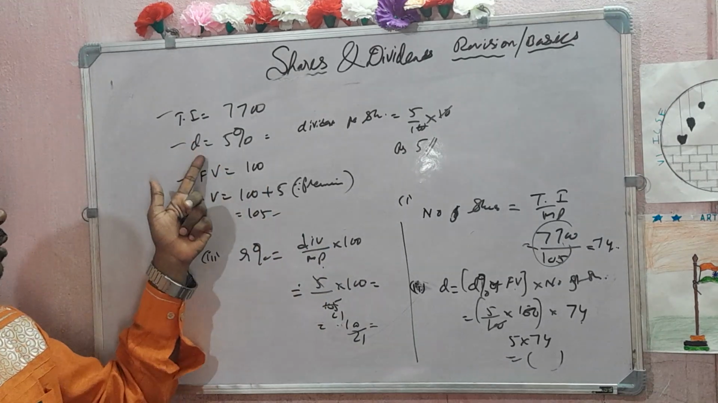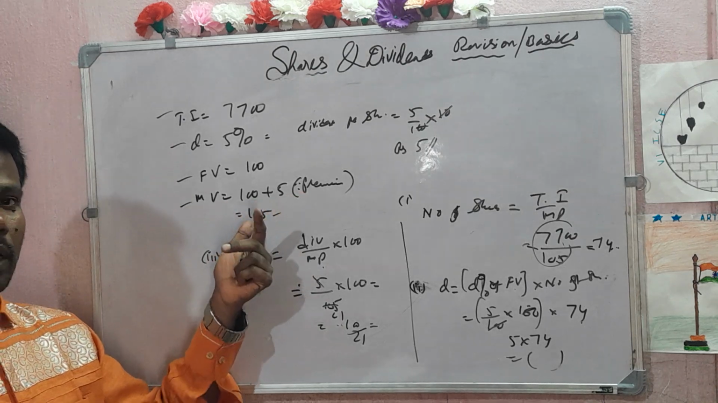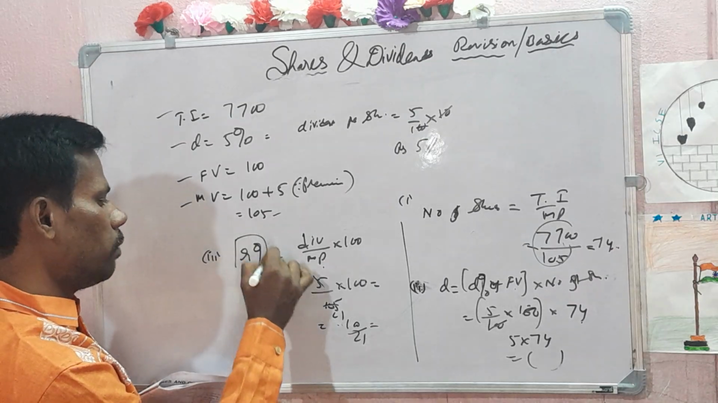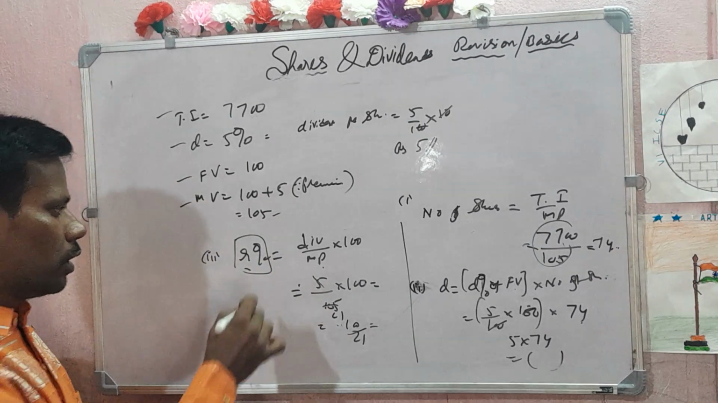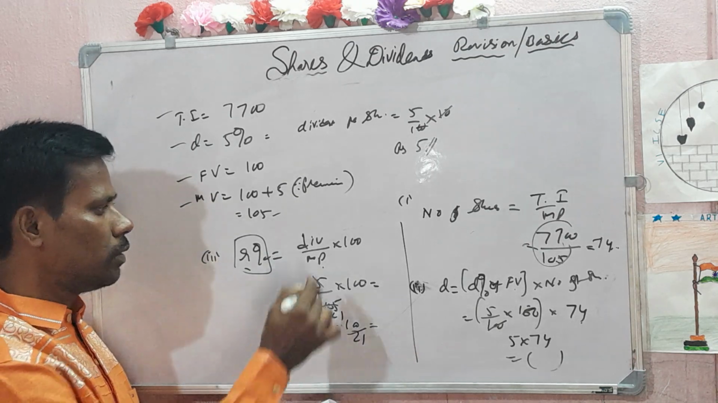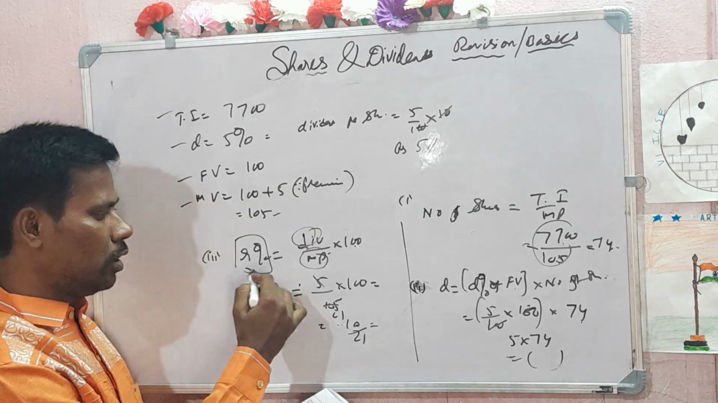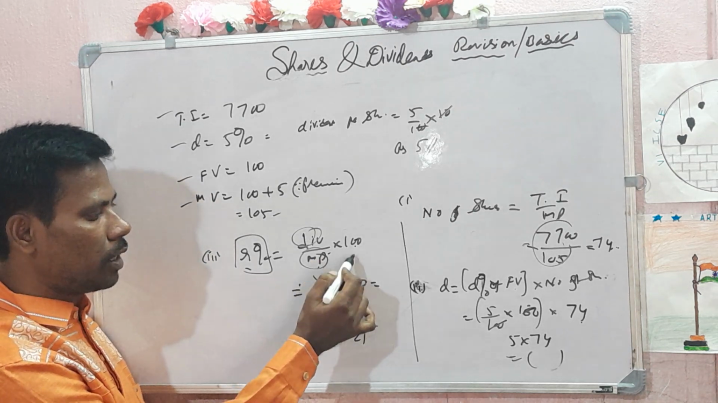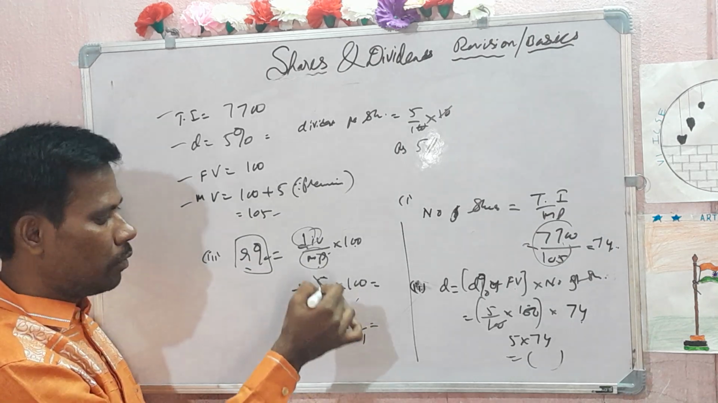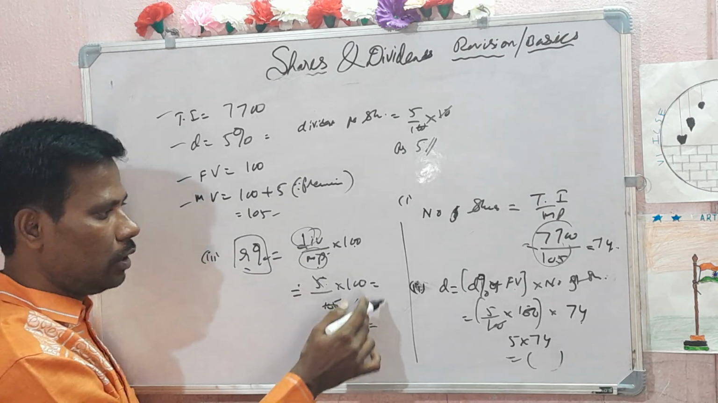So simple: total investment, dividend given, face value given, market price, because premium means market value is more. Rate percentage I will be using in the coming problems. The third one asks percentage income. Percentage income is nothing but dividend by market price on his investment. So you have to use dividend by market price into 100. Dividend per share is 5, market price per share is 105. So therefore this is the solution.